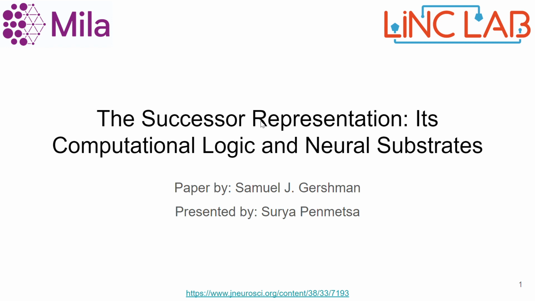So today we'll be discussing the paper Successor Representations: Computational Logic and Neural Substrates. This paper is basically a review paper on successor representations and the neural evidence in the brain that the brain might be doing something similar. Feel free to pitch in, keep correcting me if I say something wrong.